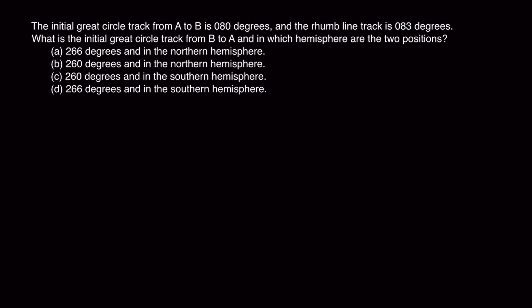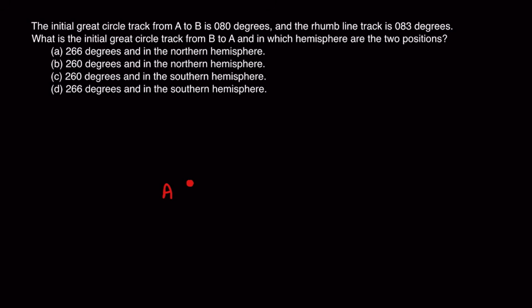It says that the initial great circle track from A to B is 080 degrees. The Rhumb line track is 083 degrees. What is the initial great circle track from B to A? A to B was 080. Okay, so we want to know the initial great circle track from B to A and in which hemisphere are the two positions. Perfect. So, first of all, let's say this is A and I don't know where B is.